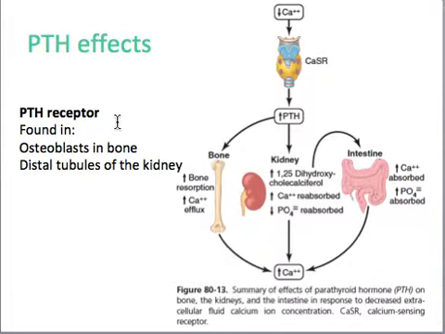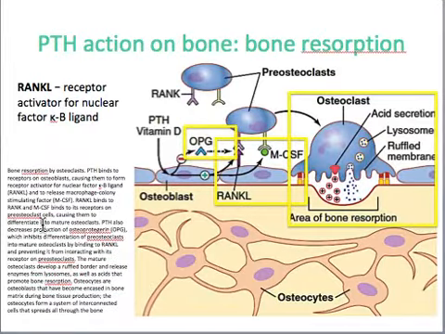Your PTH receptor is found both in your osteoblasts in the bone and in the distal tubules in the kidney. So how does PTH act on the bone?